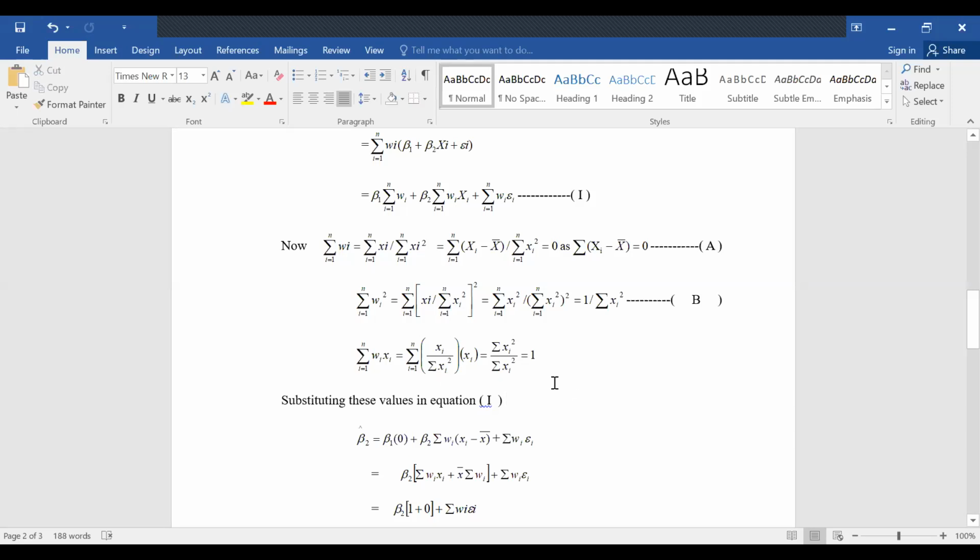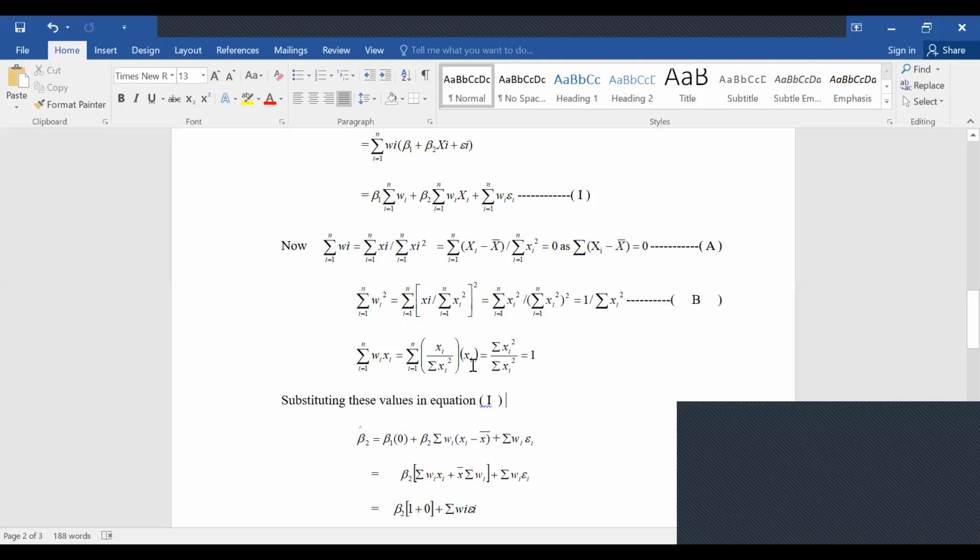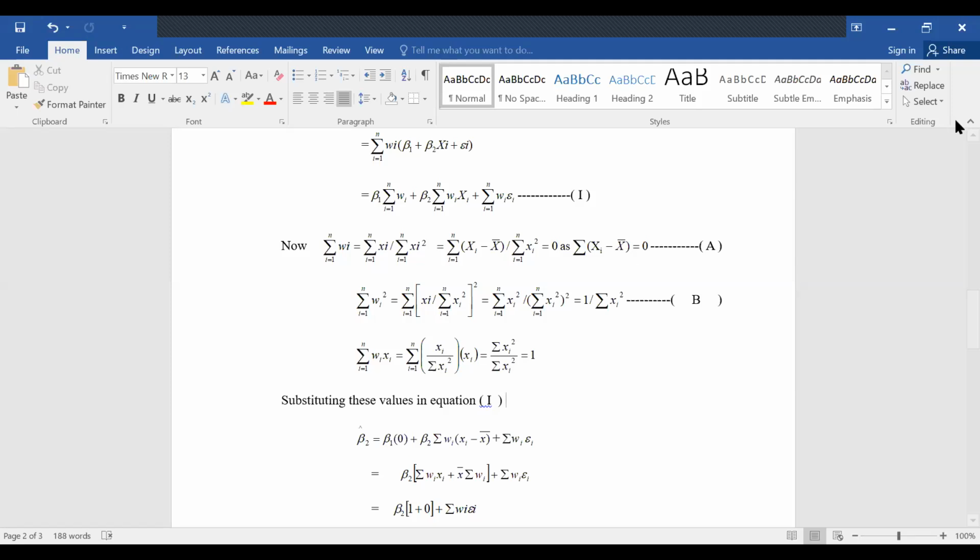Sorry, and multiplied with the xi. So this is equal to summation xi and xi. So this is summation xi square divided by summation xi square, which is equal to 1. Now putting these values in equation number 1, beta 2 hat equals beta 1.